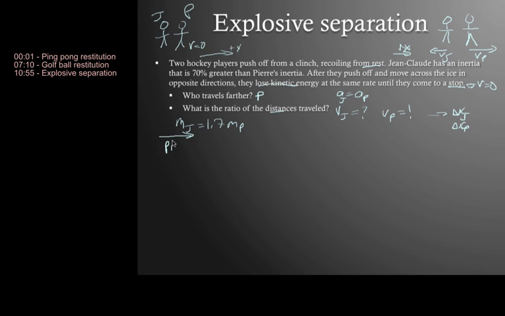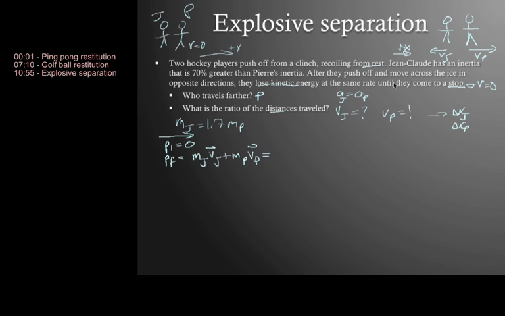So initial momentum is going to be 0. Both their velocities are 0. Final momentum is going to be mj vj plus m Pierre v Pierre. I'm writing vectors on top of these because I haven't considered the direction yet. I'm just writing this general form out.